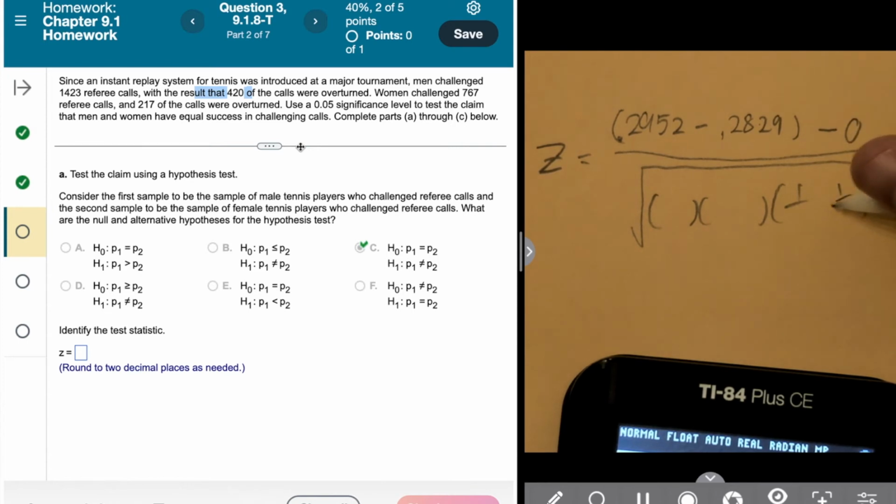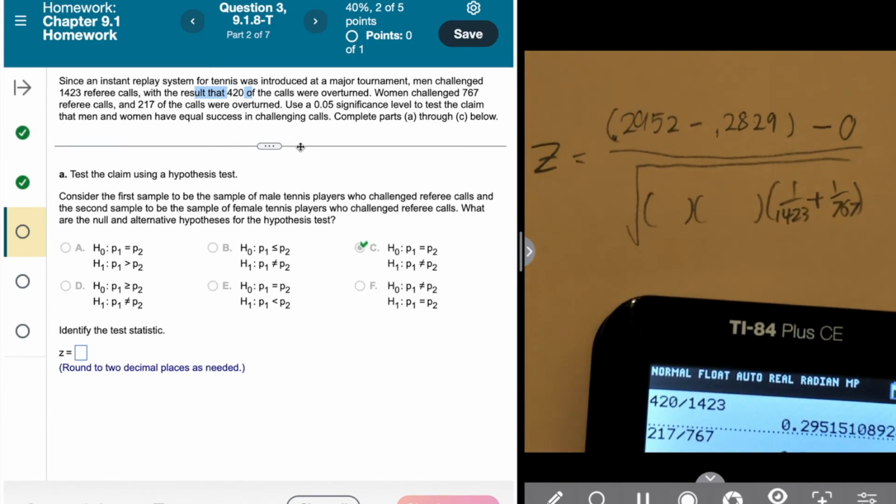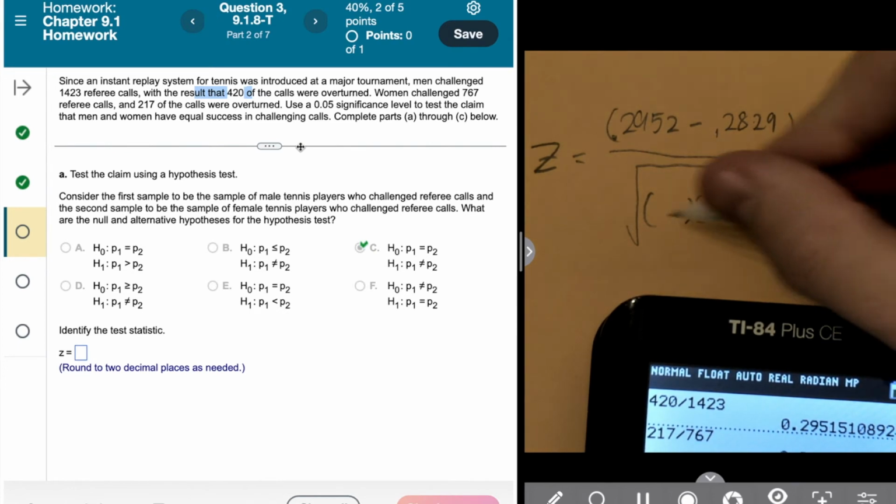What we at least can do really quick while I'm just writing everything down is I can write down 1 over the sample size from the men, which was 1,423. The sample size of the women was 767. And now it's time to find our combined p hat. So it's going to be the men's successes plus the women's successes. Make sure you get that total first. We'll wrap this in parentheses. Then divide it by the total sampled. So the men's sample size plus the women's sample size, make sure you wrap that in parentheses.